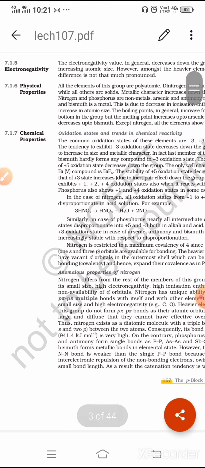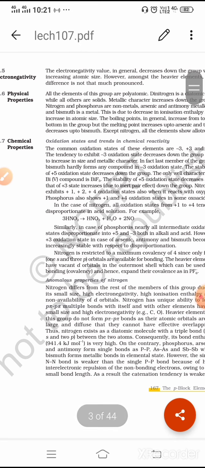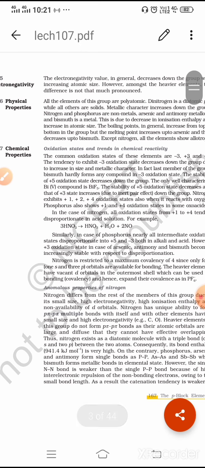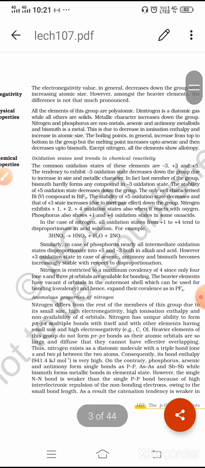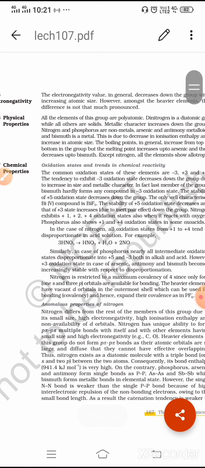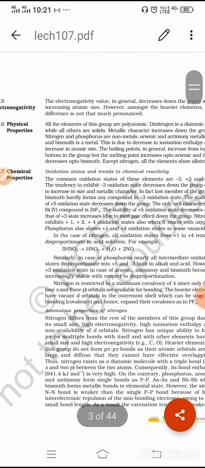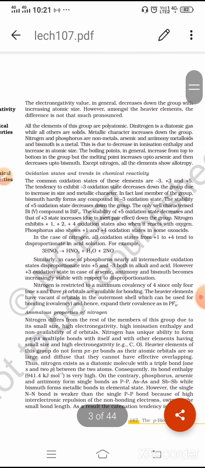Chemical properties depend upon the valence electrons and their reactivity with other elements. So let us discuss the oxidation state. Oxidation state means the ability to react with other atoms, or the charge present on an atom when all the neighboring atoms are removed.